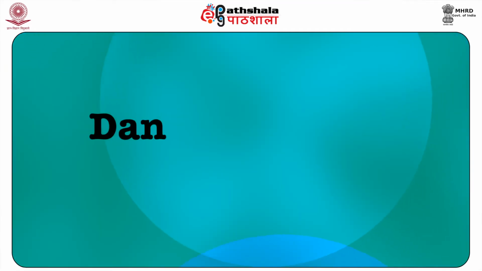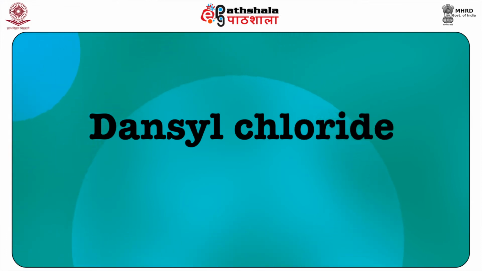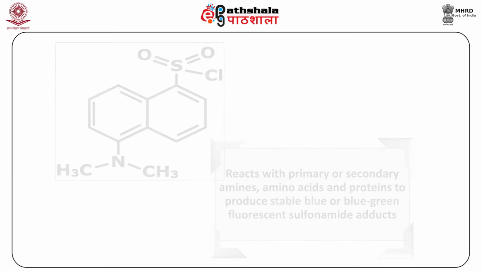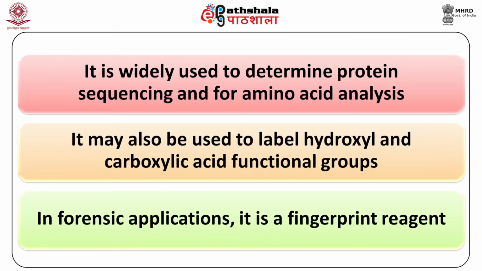Third is dansyl chloride. Dansyl chloride, the structure of which is depicted in the figure, reacts with primary or secondary amines, amino acids, and proteins to produce stable blue or blue-green fluorescent sulfonamide adducts. It is widely used to determine protein sequencing and for amino acid analysis. It may also be used to label hydroxyl and carboxylic acid functional groups. In forensic applications, it is a fingerprint reagent.